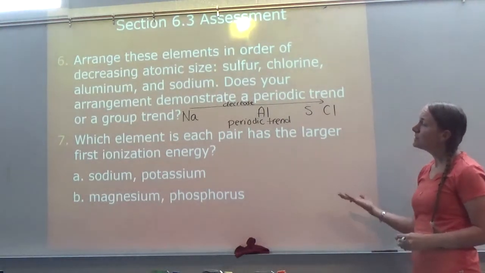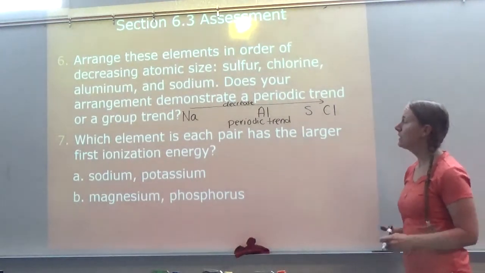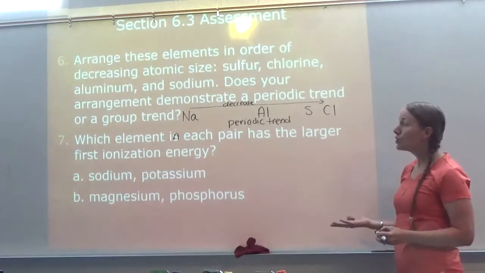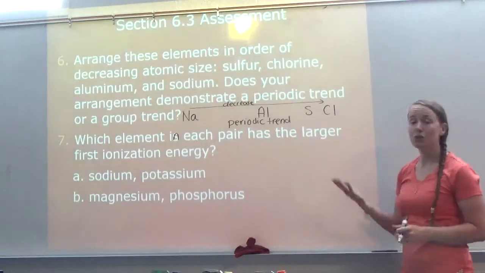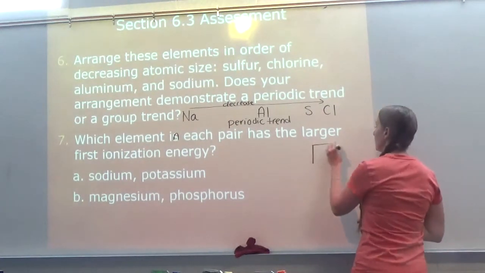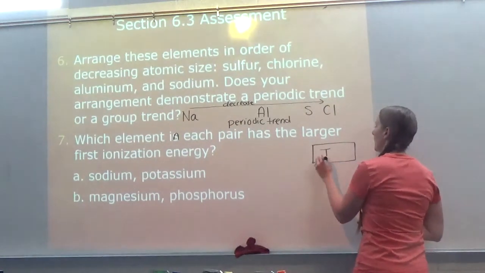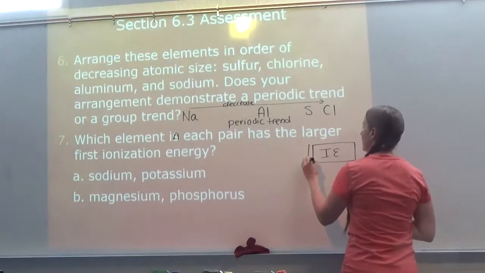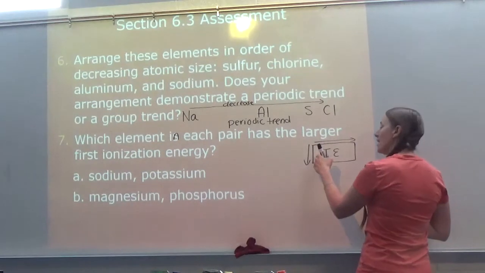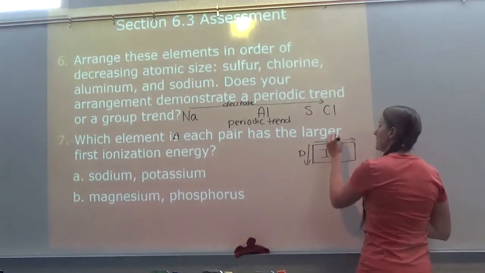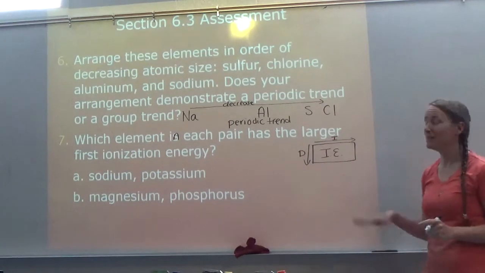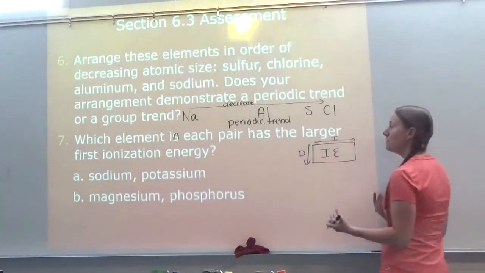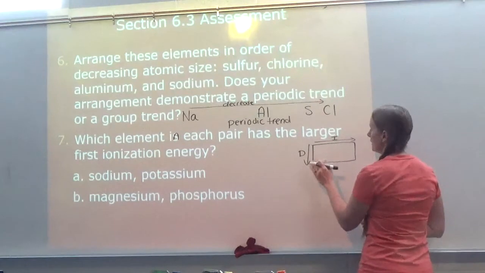All right, and so number 7, it says which element in each pair has the larger first ionization energy. So let's just write our trend over here real quick so we can use it. So for ionization energy, we'll just pretend like this is the periodic table. I know it's not a perfect rectangle. So as we go down, ionization energy decreases, and as we go across, it increases. Sometimes it helps to give yourself a little map to go with. All right, so let's figure out where everybody is. So this is my ionization energy.